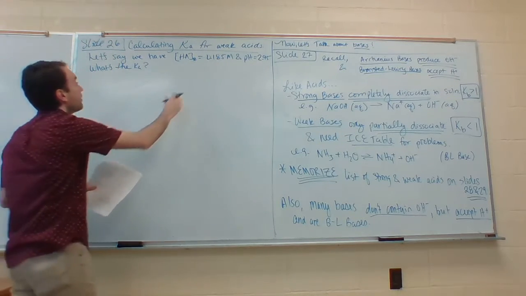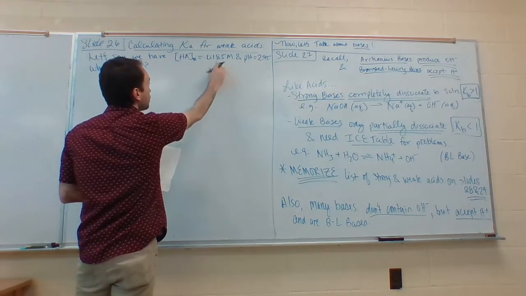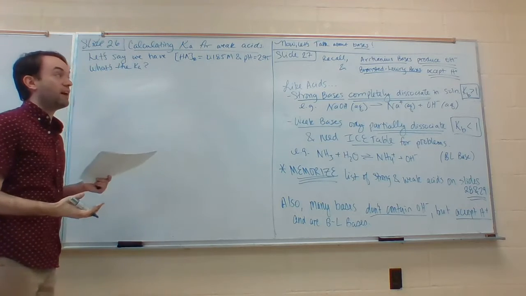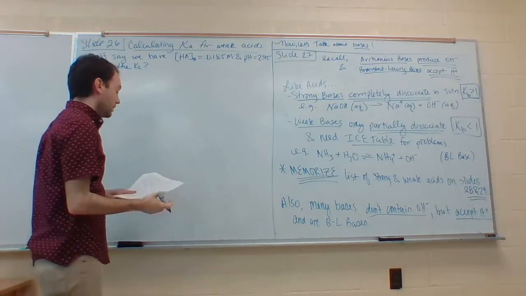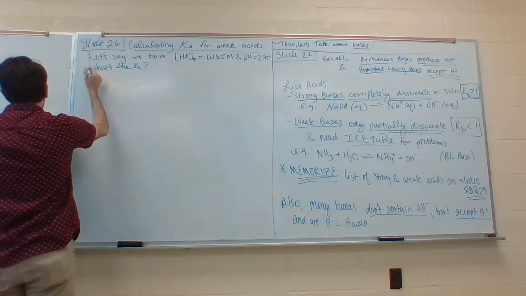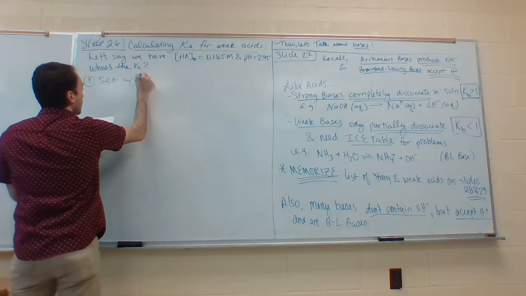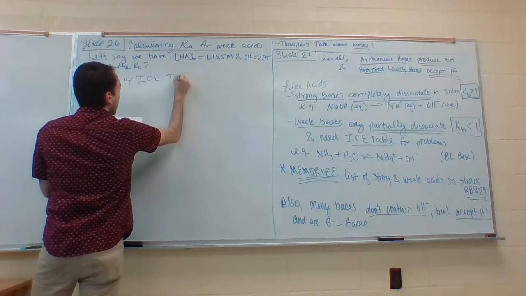Now let's say that we have a concentration of some acid that we know is weak at the very beginning, so our initial concentration happens to be 0.185 molar, and we also have the pH, right? Well, what we're going to do is set up an ICE table to calculate our Ka. The first thing is set up the ICE table.